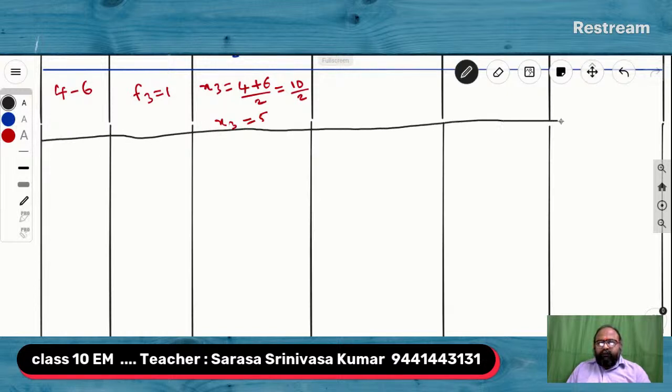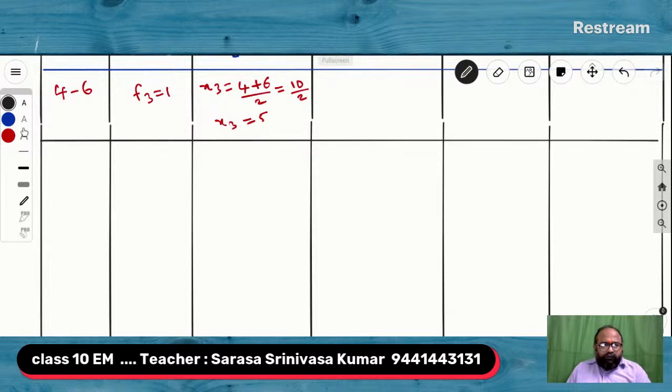Now we consider the class interval 6 to 8. F4, the frequency for this class interval, is 5. F4 equal to 5. Now x4 equal to lower limit plus upper limit by 2, that is 6 plus 8 by 2. This is equal to 14 by 2. Therefore x4 equal to 7.